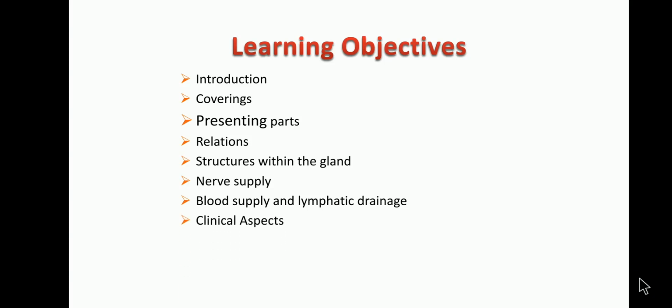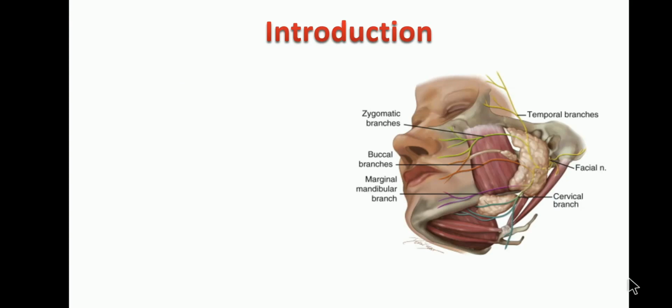Okay. So now, you all know that the parotid gland is one of the salivary glands, and it is the largest of the three salivary glands. Here you are able to see the parotid salivary gland, and here below the mandible is the submandibular salivary gland, and below the tongue you have the sublingual salivary gland. Of the three salivary glands, the parotid gland is the largest.